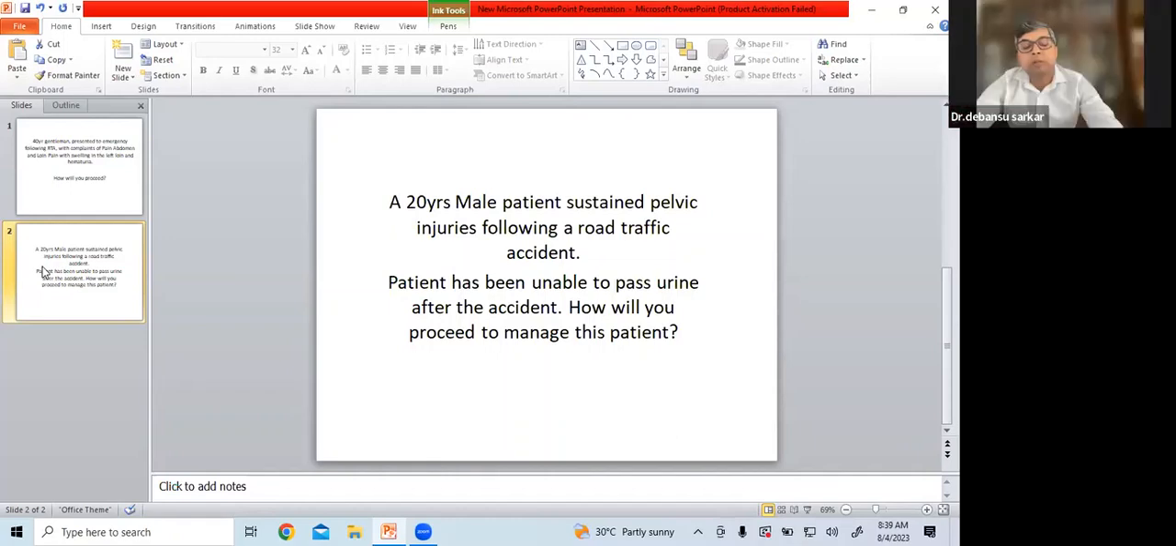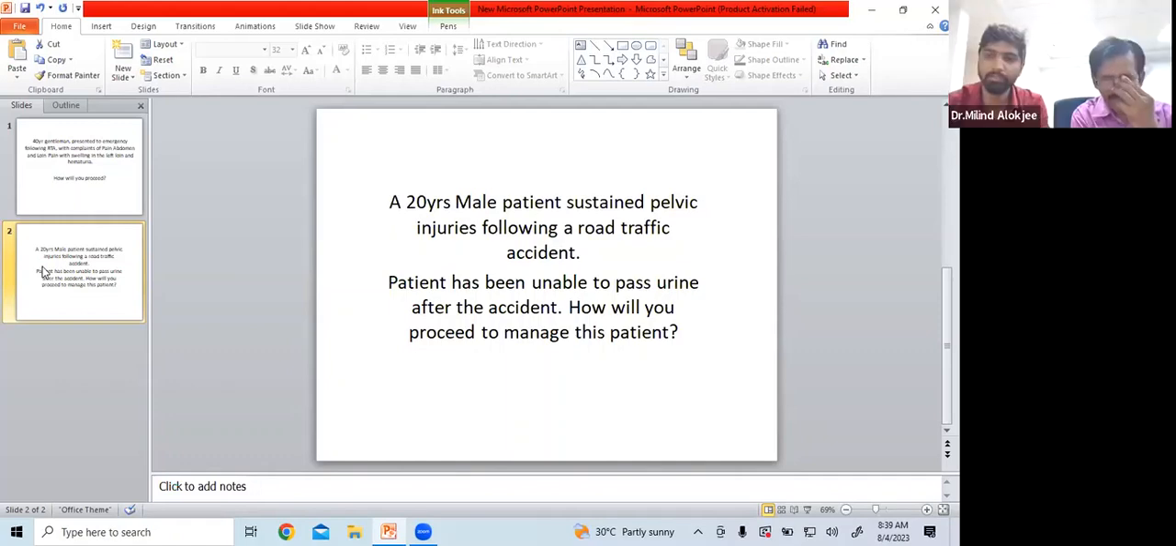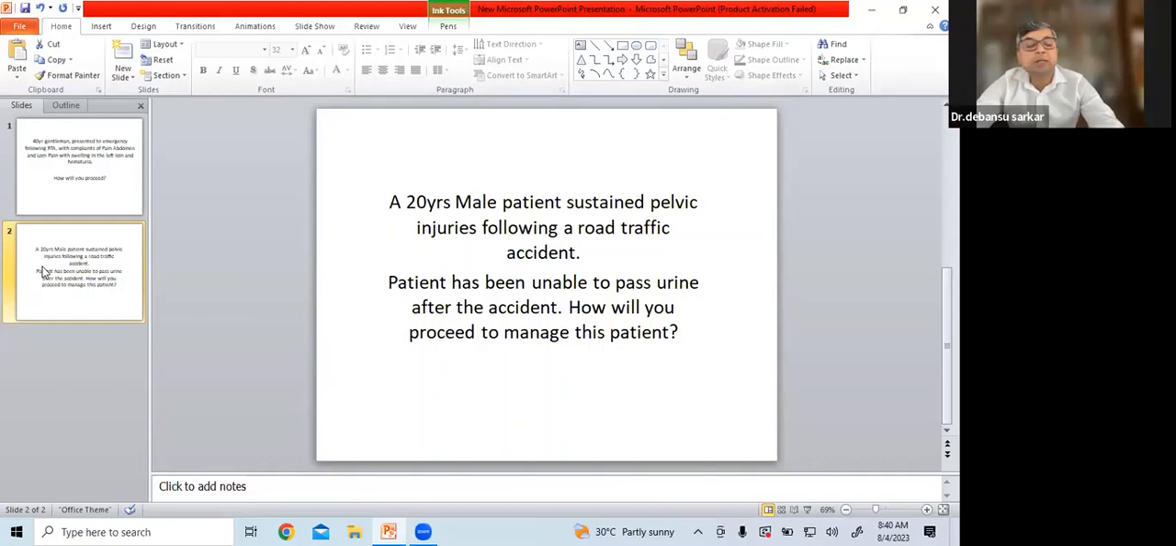So one by one, mechanism of injury. Sir, how is it important? Because if a patient has some severe injury, with a fractured pelvis, such a huge injury, then we will definitely suspect injury to the urethra or adjacent structures like the bladder or bladder neck. Okay, two things you should ask in mechanism of injury.